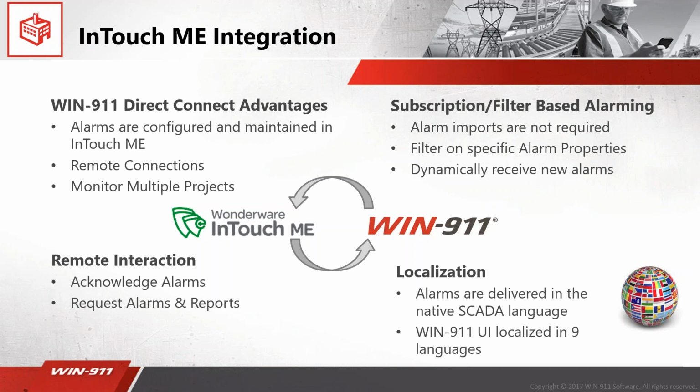So if you change your message field over there, or you change a tag name, those changes are reflected automatically in WIN-911 when you're using our alarm subscriptions. The next thing would be remote connections. You can connect WIN-911 to your InTouch ME projects from another machine. We're utilizing the TCP IP server that is hosted within an InTouch ME project. So once that's enabled, you can connect to it locally or remote. It's just a TCP server, and we're connecting through a TCP socket connection.